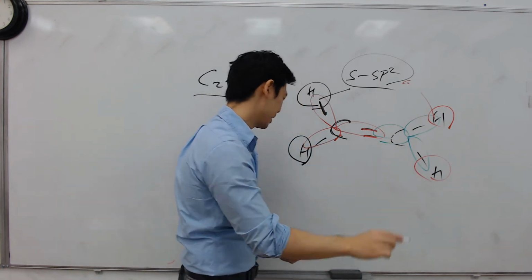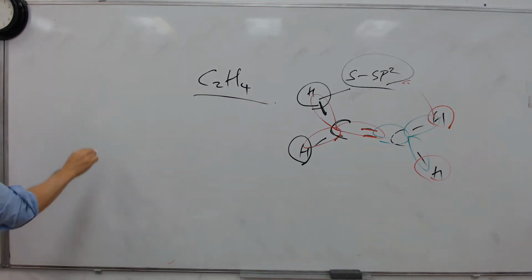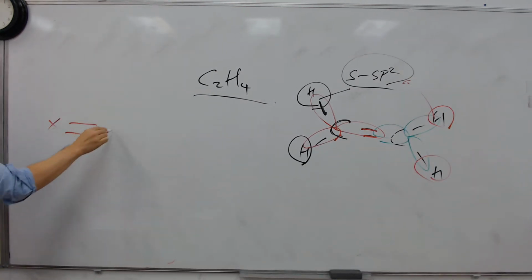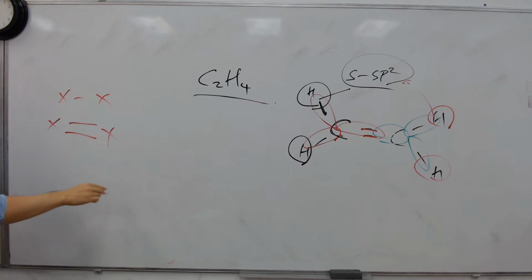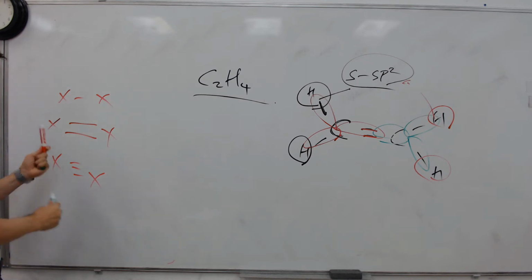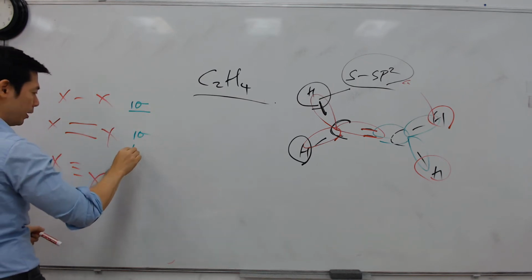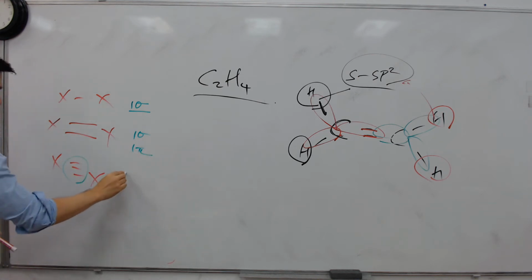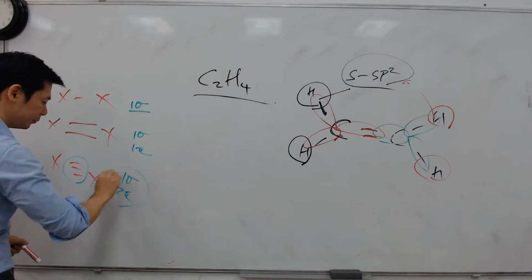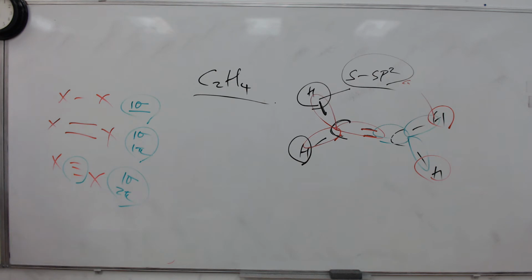So keep in mind, guys, listen very carefully. You have a single bond, double bond, and triple bond. That's all you got, okay? If you have a single bond, it's got one sigma bond. Double is one sigma, one pi. Triple is one sigma, two pi. You understand, guys? So now, look at this, okay?